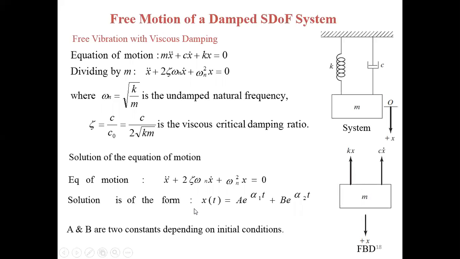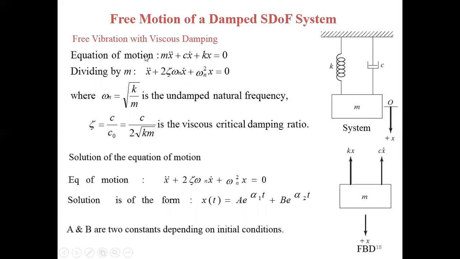Free motion of a damped single degree of freedom system. This is a single degree of freedom system where one spring and one damper are used, and the mass hangs from the spring and damper. So the equation of motion for viscous damping is m x double dot plus c x dot plus k x is 0.